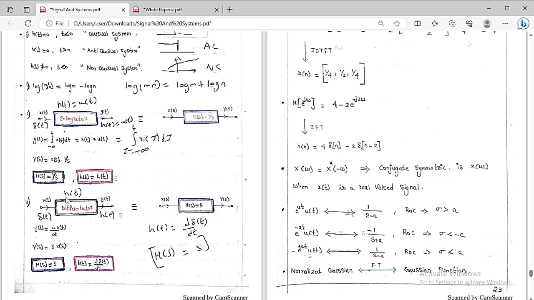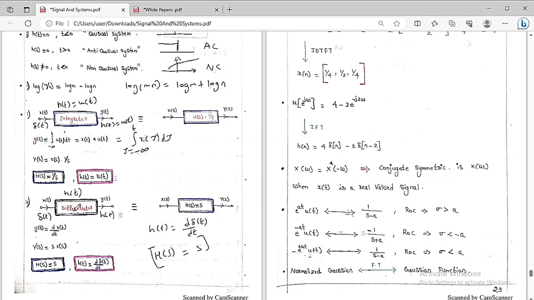Therefore you can say h of t is nothing but the derivative of the impulse signal. So h of t is equal to the derivative of the impulse signal. Therefore we can say for the integrator, the impulse response is the unit step signal, and for the differentiator, the impulse response is the differentiation of the impulse signal. So here we know basically h of t is equal to the integration of delta of t, which is u of t, and h of t is equal to d by dt of delta of t.